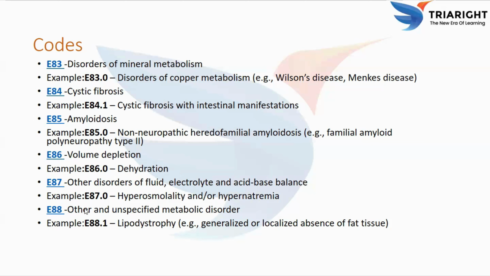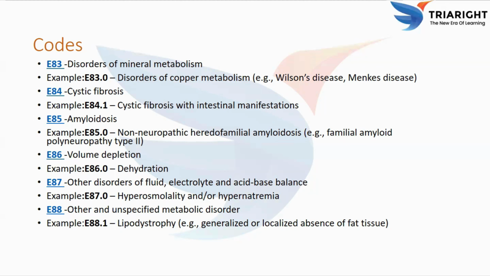The last code, E88, other and unspecified metabolic disorders. This E88 is used for metabolic conditions which are not covered by the other codes. These often involve abnormal fat storage or processing. For example, E88.1, what is it? Lipodystrophy. So what is lipodystrophy?